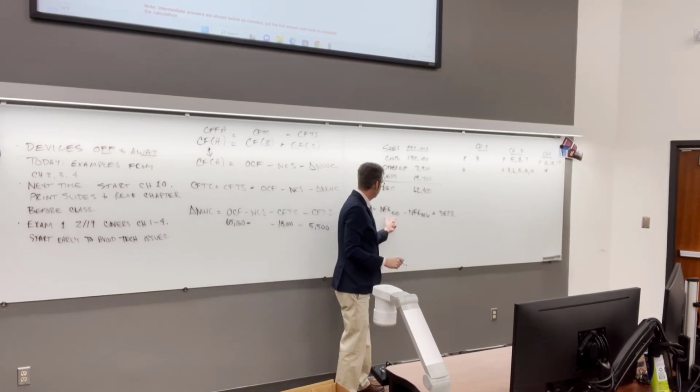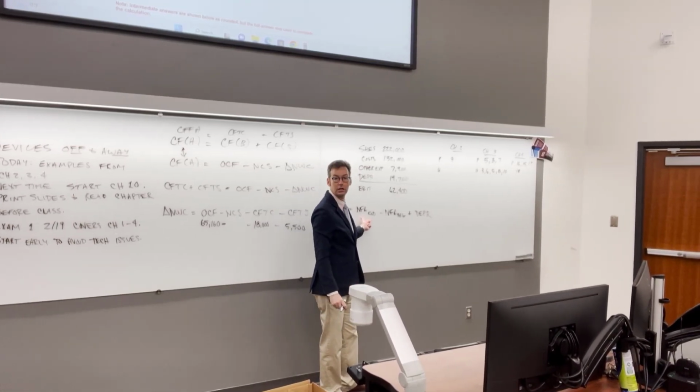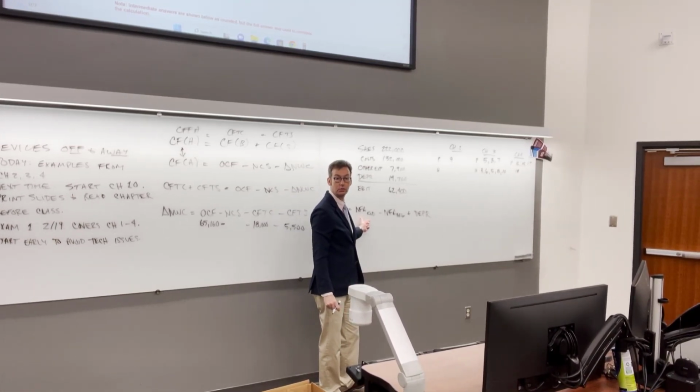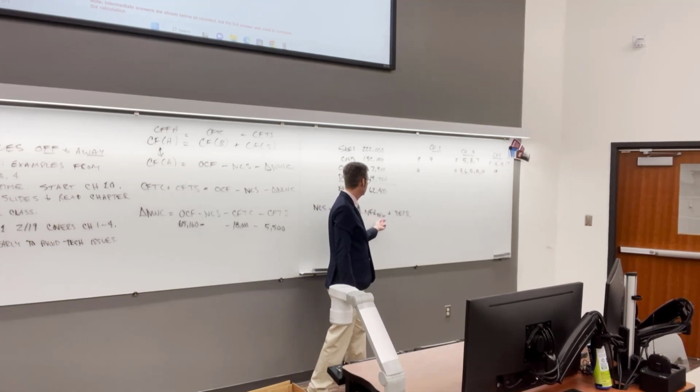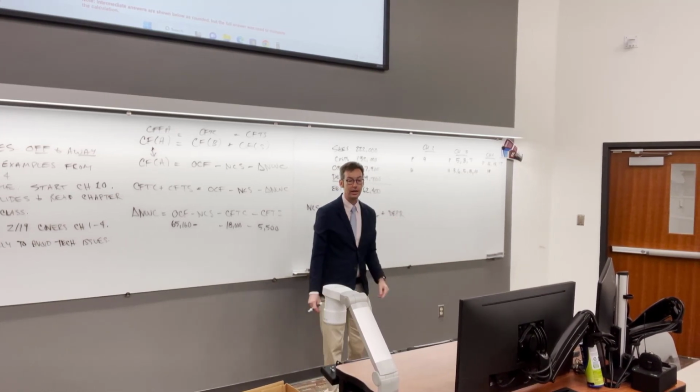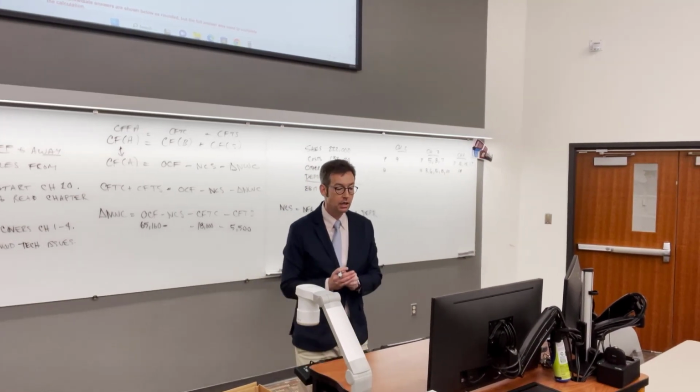This ending net fixed asset number is missing the depreciation from the current year. Depreciation is not a real cash flow. We're looking at net capital spending, which is actual cash, right? So we don't care about the depreciation stuff. And so what I'm going to do is take my ending net fixed assets, subtract the beginning, and then I got to add back that depreciation. Now, let's see what it tells us.